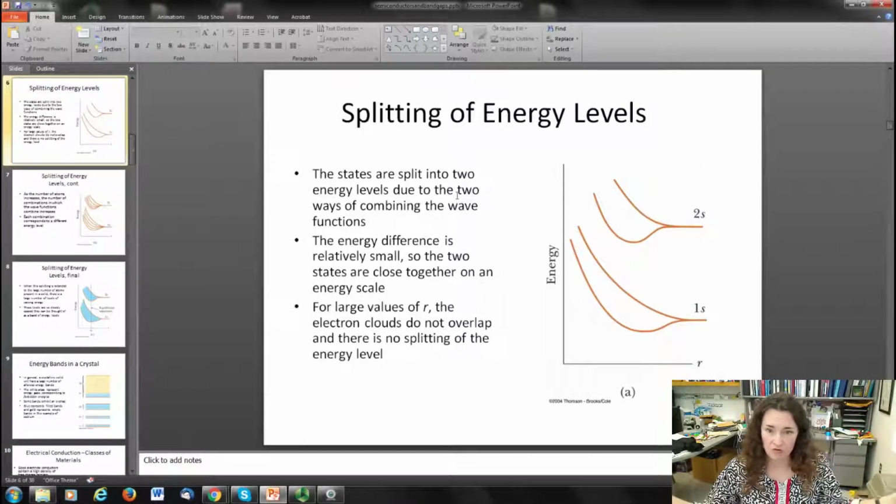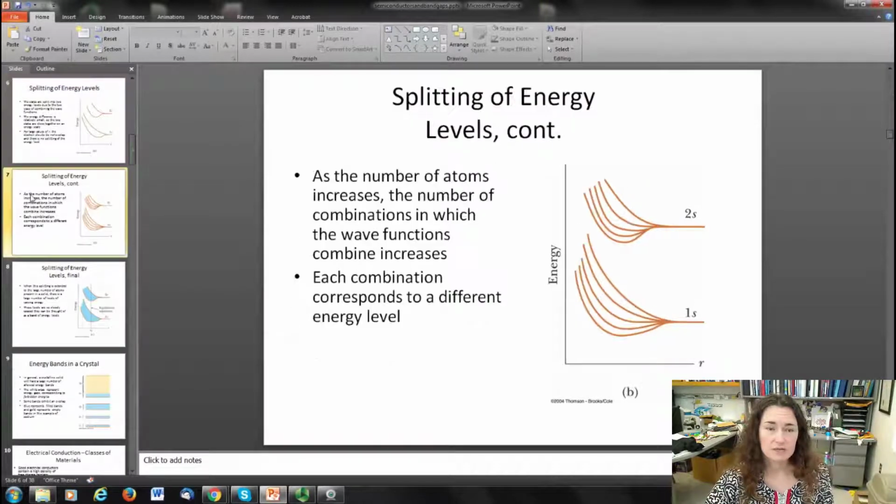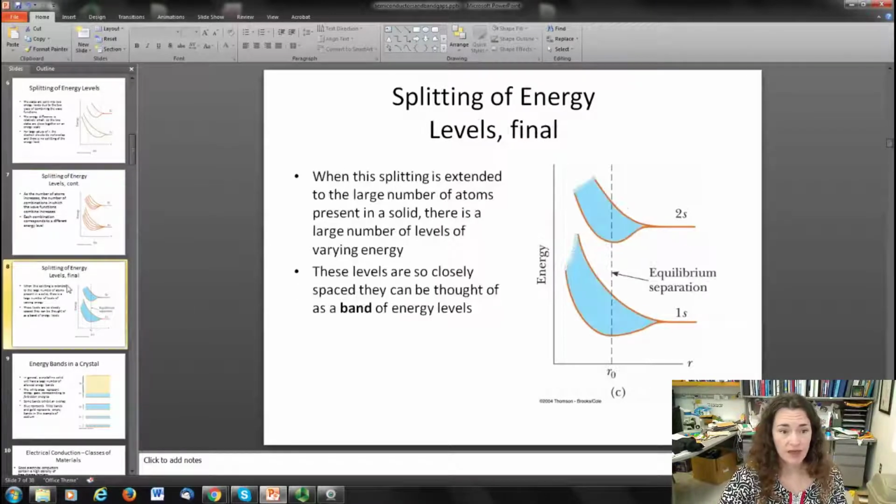But then as you pull them apart for large values of R, they don't overlap, and then there's no splitting of the energy level. Now, you can imagine that if you take this to more than just two atoms and you have a whole bunch of atoms, as the number of atoms increases, the number of possible combinations in which the wave functions can combine increases, and each combination will correspond to a different energy level. As you add more and more atoms, to a very large number like you might see in a solid, the energy levels look like they vary continuously. Even though they are discretized, the energy levels are so close together that it looks like a continuous band.